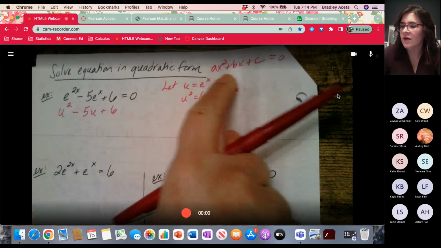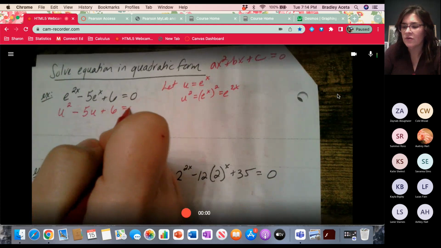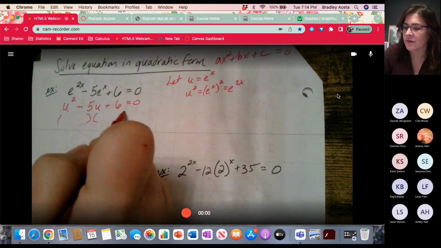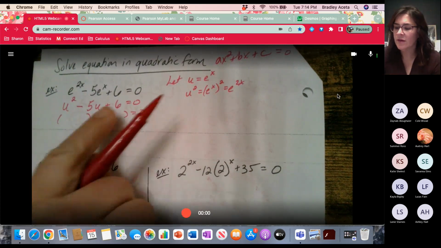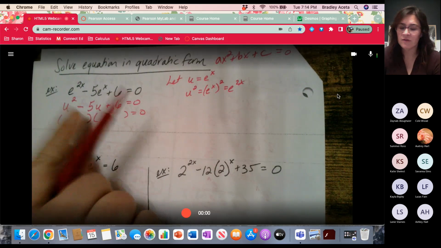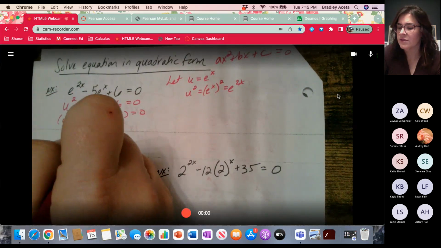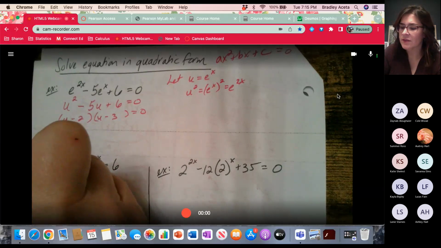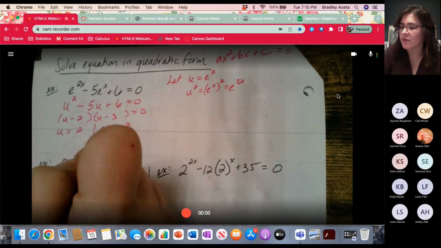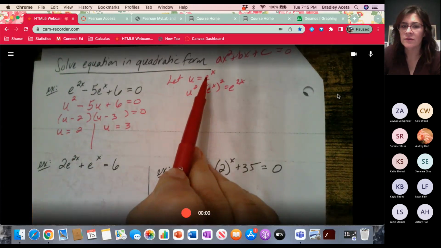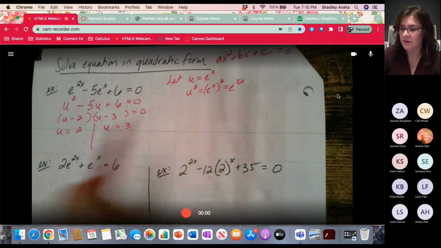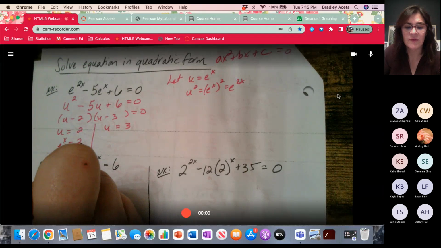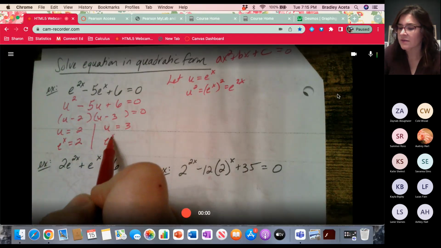And that is a quadratic form, which is factorable, so I can factor it. What two numbers multiply to a positive 6 but add to a negative 5? That would be -2 and -3. If you solve, you get u to be 2 and u to be 3. But remember, what is u? u is e to the x. So this side is e to the x equals 2, and this side is e to the x equals 3.